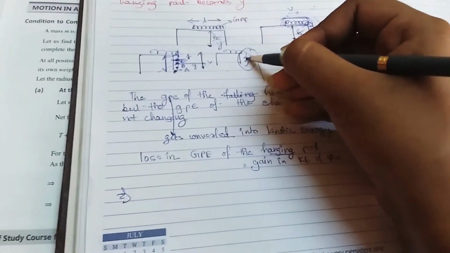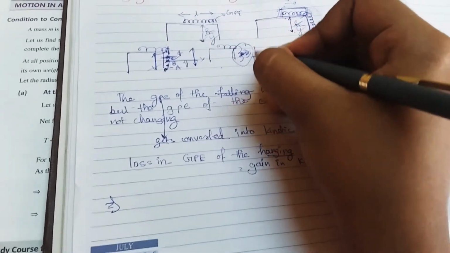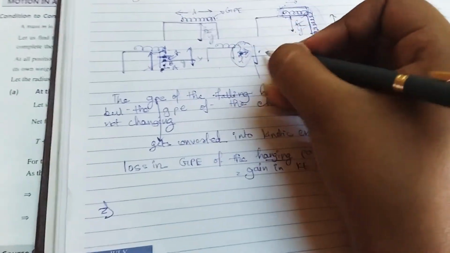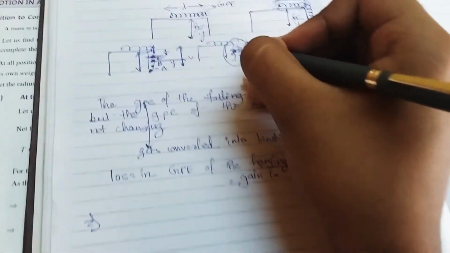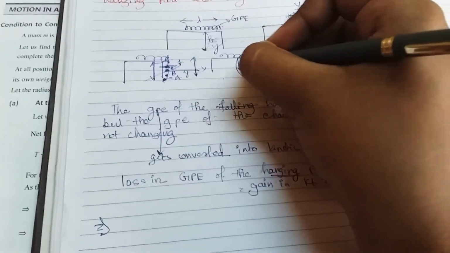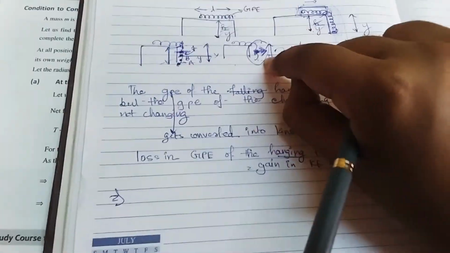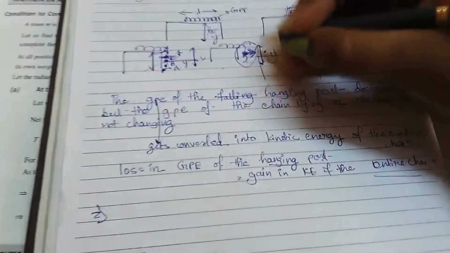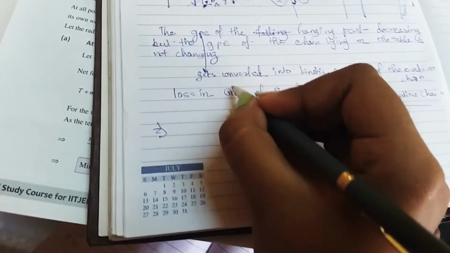So we should consider this point to avoid any confusion. We are considering this point, the center of mass. The center of mass is at the middle of this chain. If this is y, then at exactly the middle of the chain, the distance will be y/2. Exactly the middle of the chain will be undergoing a change in height by y/2, and that is the center of mass where the entire mass is concentrated. So we are considering this.